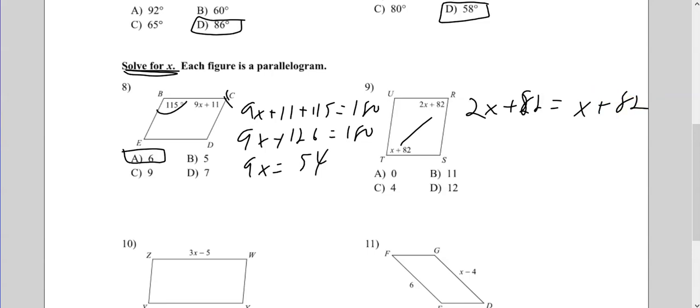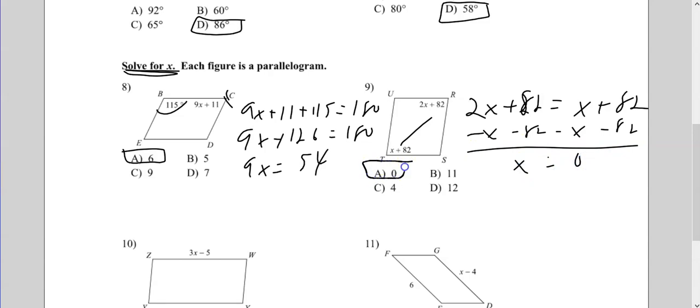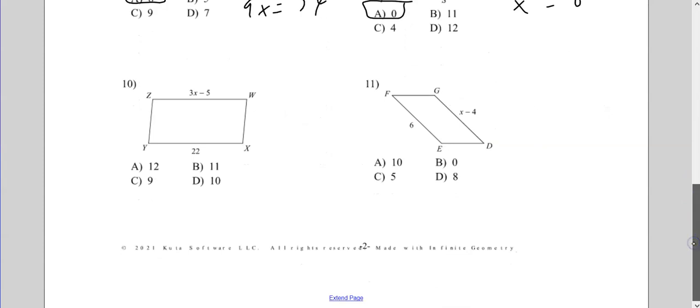So for this one, I am going to subtract x. And to save time, I'm going to subtract 82. Which seems like a weird answer because what I'm going to get is x is 0. And it seems like that doesn't make sense, but it does. Because x is 0. If I plug in 0 right here, 2 times 0 is 0, plus 82 is 82. And if I plug in 0 here, 82 plus 0 is 82. So it does make sense. X can be 0. The angle can't.